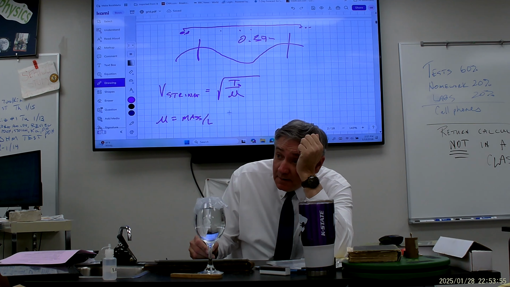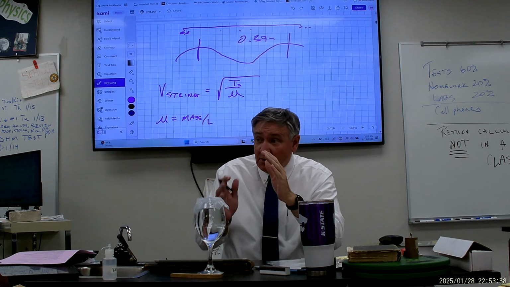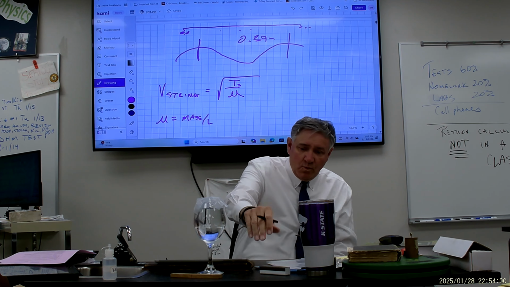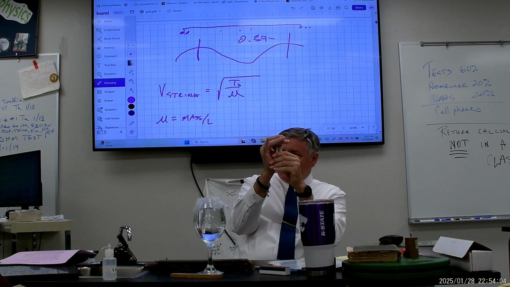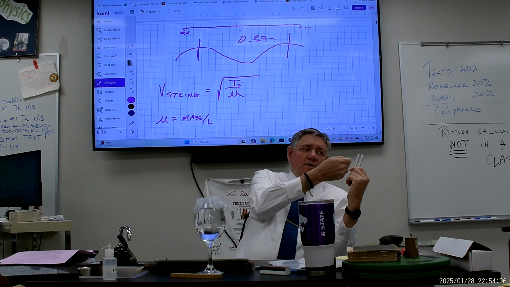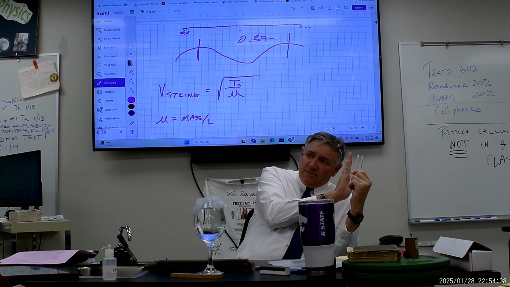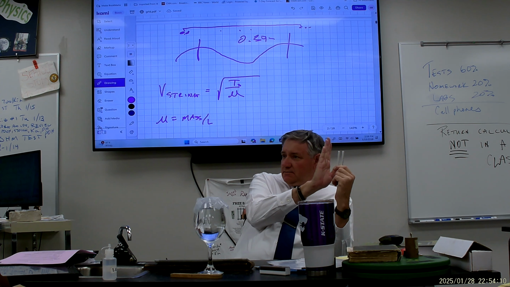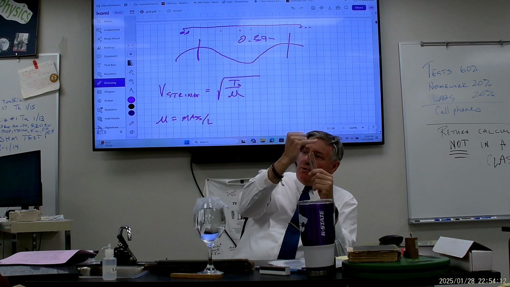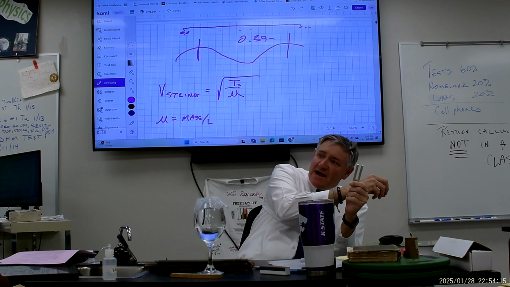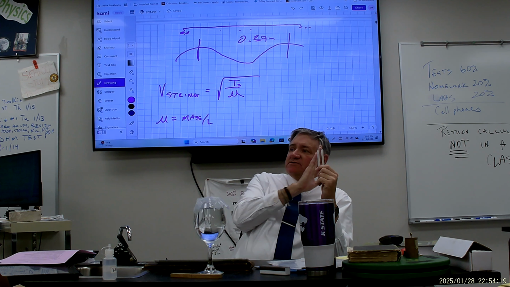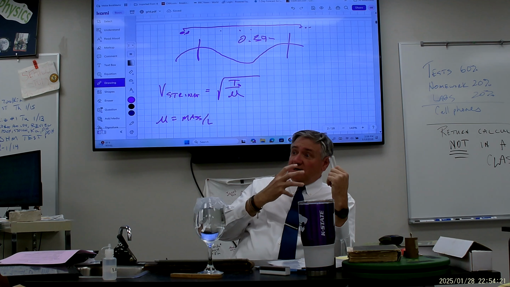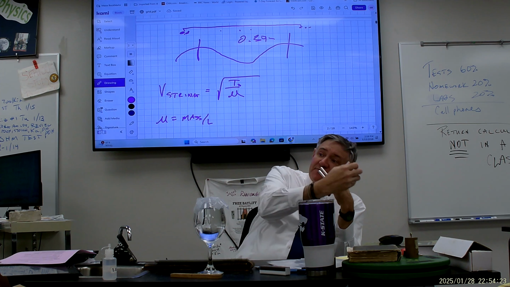What is compression? Yeah, so imagine this is neutral. When it goes towards me, that compresses the air. But then when it pulls back, it creates a vacuum. Then when it goes towards me again, it creates another compression. So when it vibrates, going towards me is compression, and pulling back is a rarefaction.